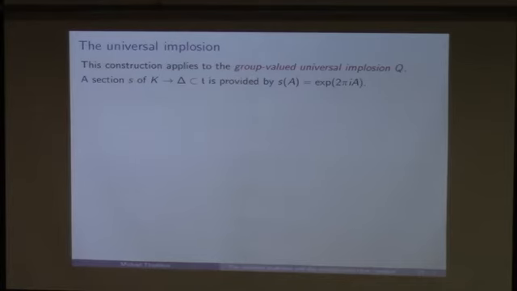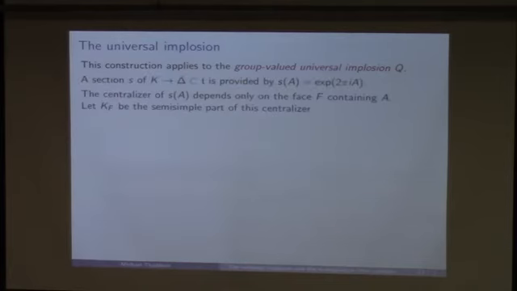It's a quotient space of K times T, of a compact Lie group times its maximal torus. We have this natural map from a group to its space of conjugacy classes, which I regard as contained in the Lie algebra of the maximal torus. A section of this map is provided just by the exponential map.